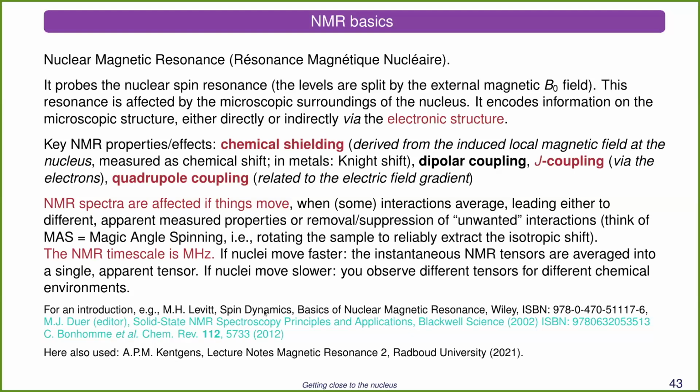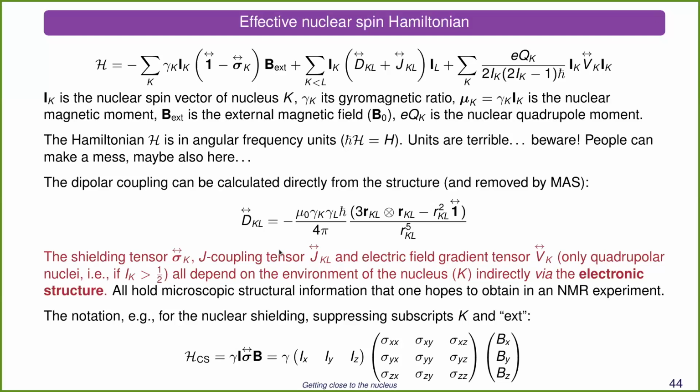So this is a very famous basic book that many people who start in NMR work through. Then there are some others: this is a good review book, and this is a good review paper. And of course, this you can't access, but I did that in order to get the next slide, so this is the effective nuclear spin Hamiltonian.